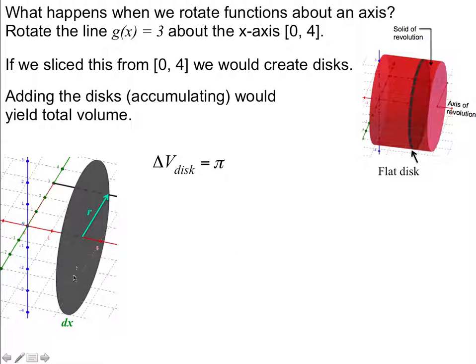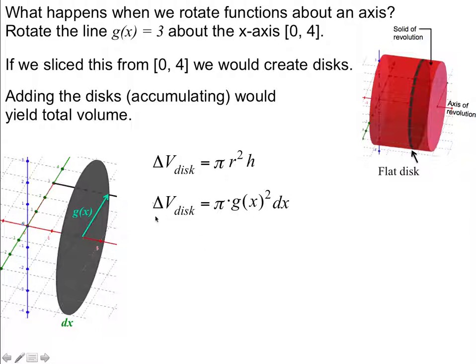So then that volume becomes pi times radius squared times the height or the thickness of that disk, and that's where our dx is going to come in. And so if we talk about the radius, from a calculus standpoint or an algebraic standpoint, that radius really is the function itself. So the volume of this disk is really pi times g of x squared, right, pi r squared, times the thickness of that disk, which is dx.